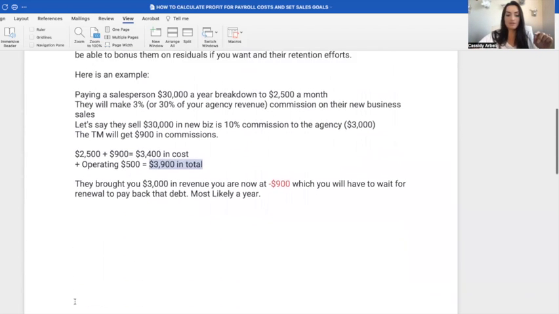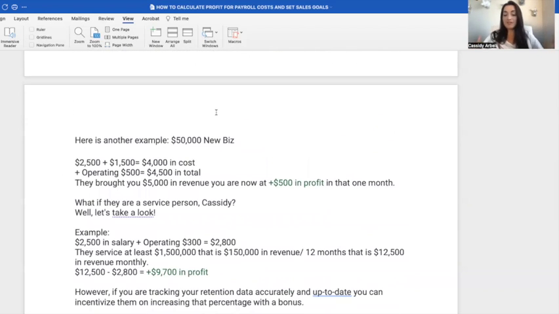Let's take a look at some more scenarios. Here's an example of somebody who sold $50,000 in new business. They cost $2,500 in base pay. At 3%, they would be making $1,500, which means they would cost $4,000 for that month. And then we would add in that $500 operating cost, so it'd be $4,500 in total. At this point, they would have brought you in at 10% commission on $50,000 in new business, $5,000 in revenue. Now, if you take $4,500 minus $5,000, you are already profiting $500 in that first month on this business.